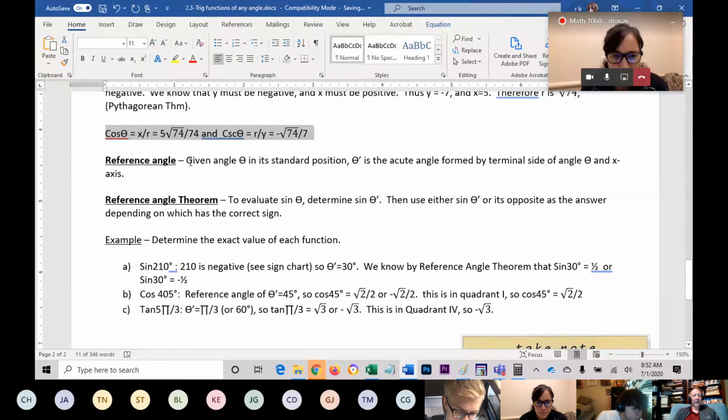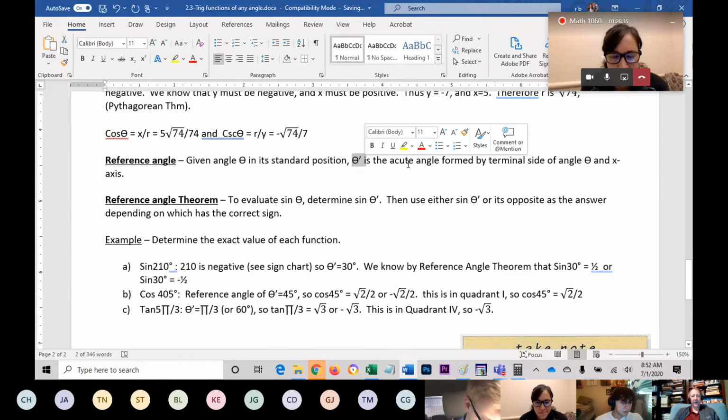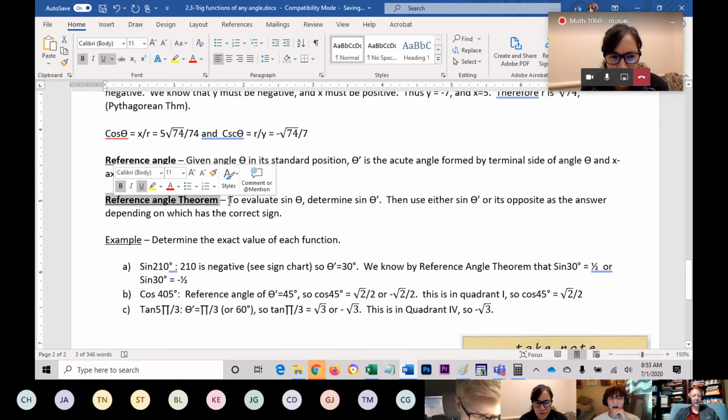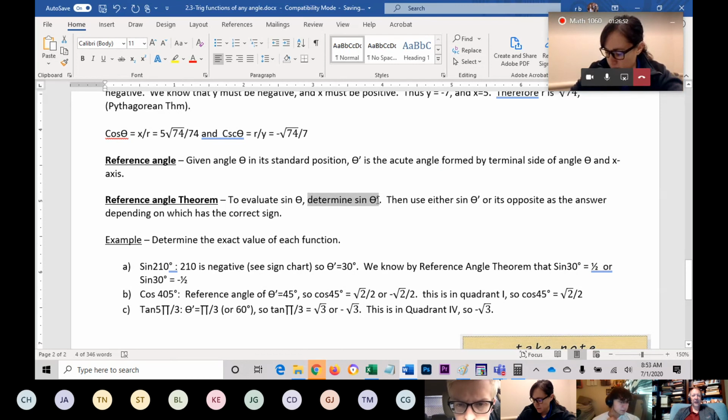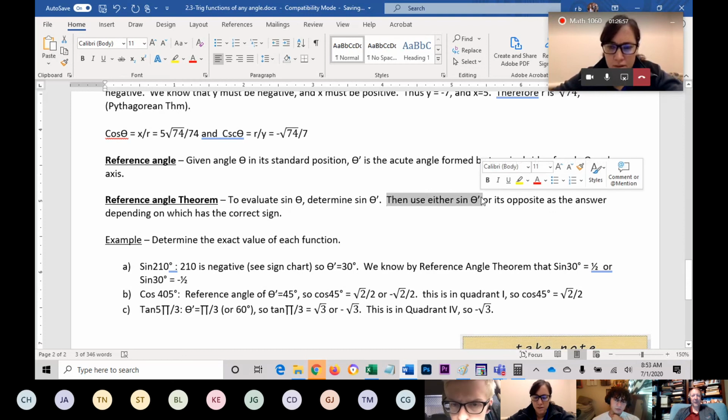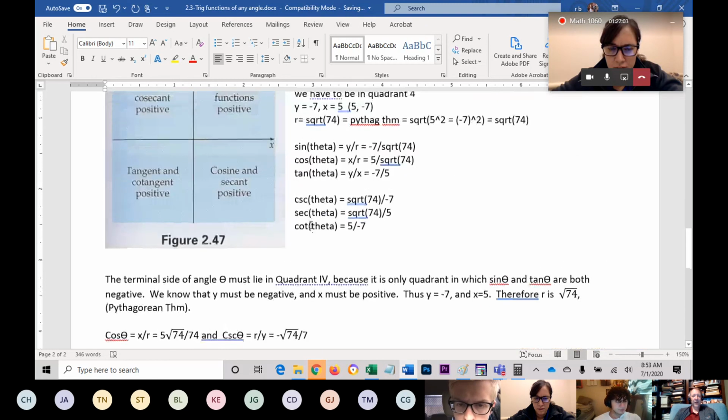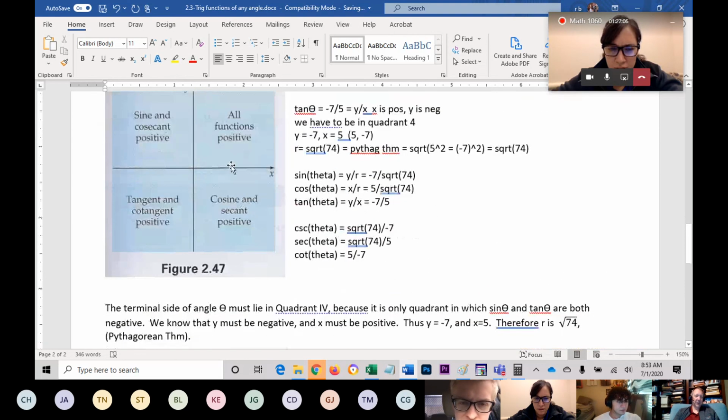Okay, so the reference angle. Given the angle in its standard position, angle theta, theta prime is the acute angle formed by the terminal side and the x-axis, okay? So this leads us to the reference angle theorem. To evaluate the sine of theta, first determine theta prime. Then use either the sine of theta prime or its opposite as the answer, depending on which has the correct sign. Okay, so this is also this table here.